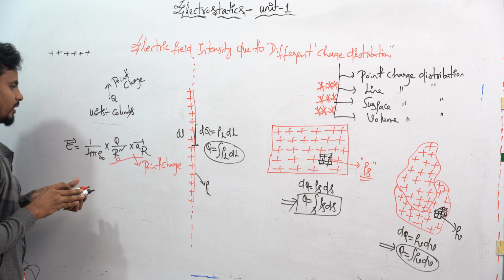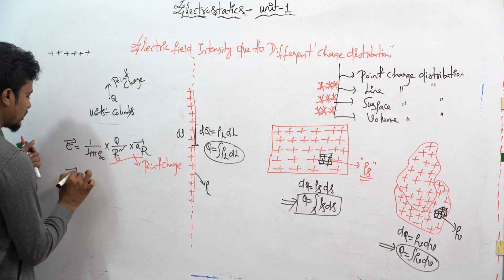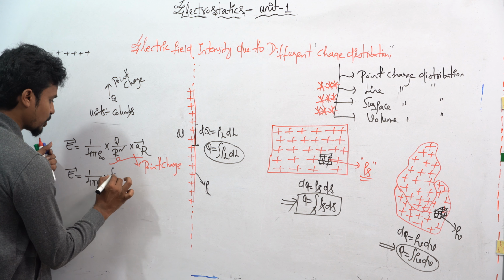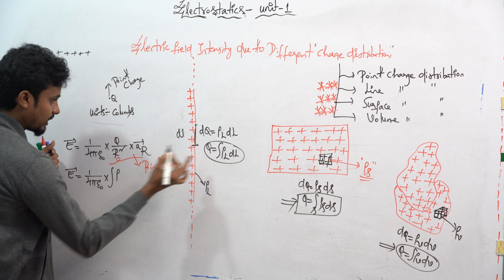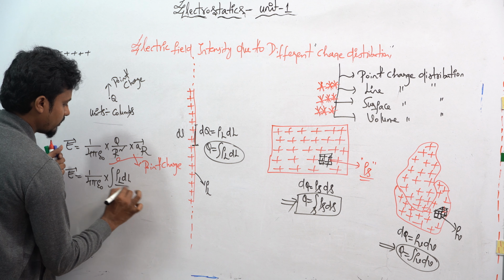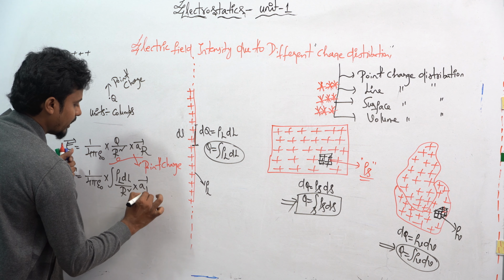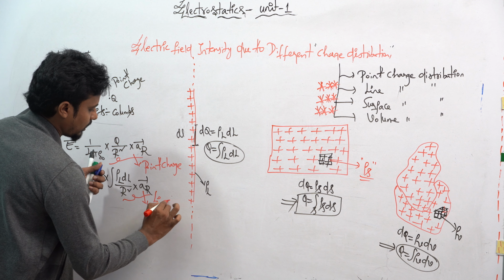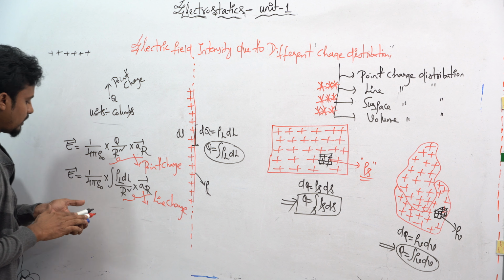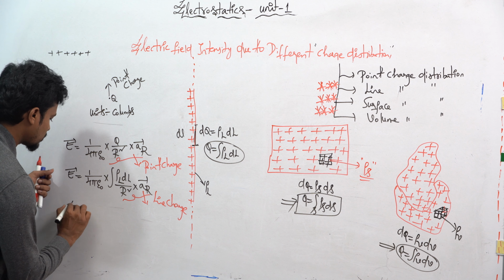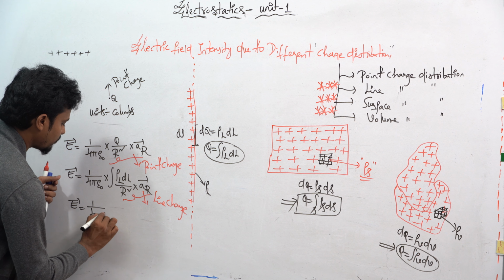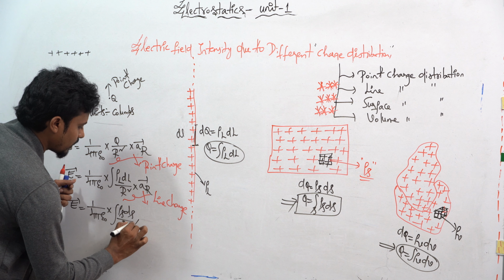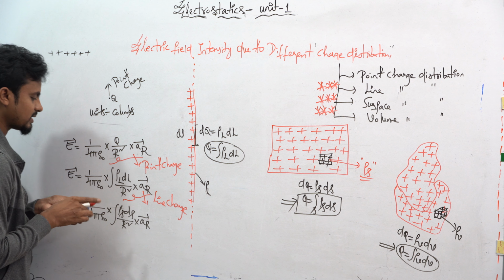So for example, if you want to find out E bar, it is equal to 1 divided by 4 pi epsilon naught into integration of rho L into dl divided by R square into A R bar. This is for the line charge. And similarly, if you want to find out the electric field for the surface, E bar is equal to 1 divided by 4 pi epsilon naught into rho s into ds divided by R square into A R bar. This is for the surface charge.